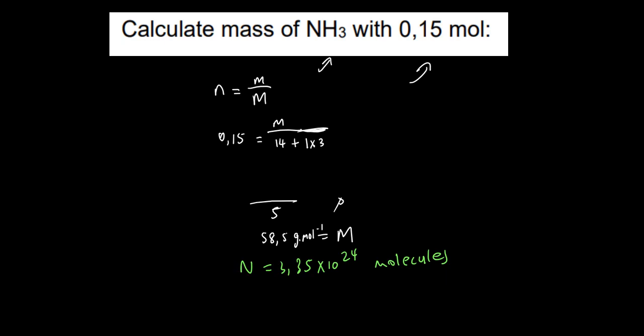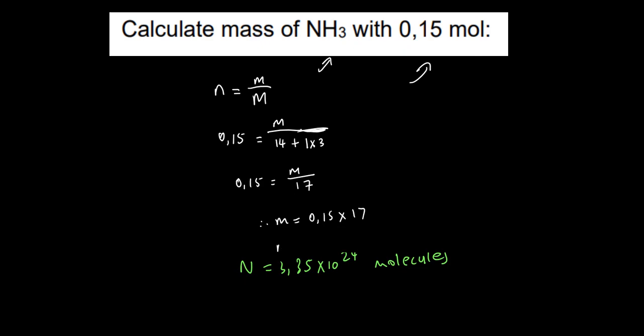So therefore you shall say you have 0.15 is equals to small letter m over 17. So therefore you cross multiply again, and then you shall have 0.15 times 17. So what would be the mass of NH3? I believe that should be 2.55 grams. Please verify these with me. If you're getting a different answer, please do tell me. Otherwise, that's how you would get the mass.